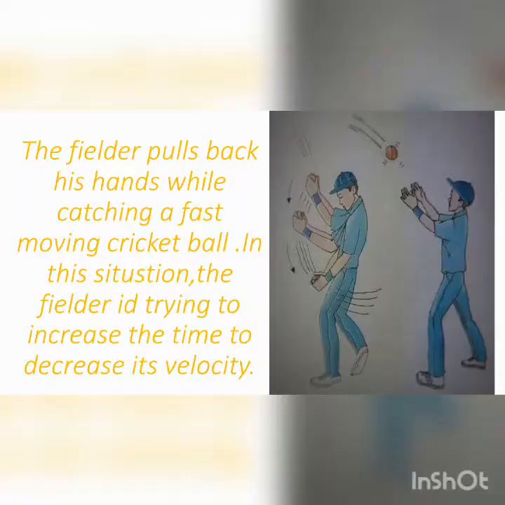A softer and more cushioned landing surface provides a greater stopping distance because of the longer time taken to stop. That's why the fielder pulls back his hands while catching a fast moving cricket ball. In this situation, the fielder is trying to increase the time to decrease its velocity. Thus, the rate of change of momentum will be less, so that the force of impact of the ball on hands will be reduced.